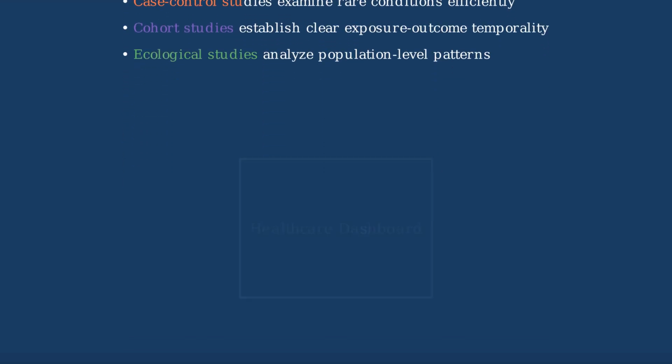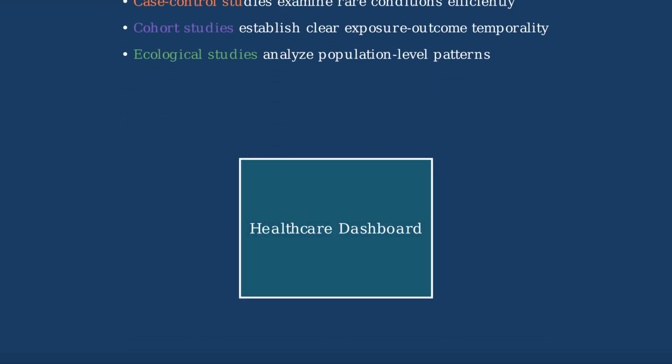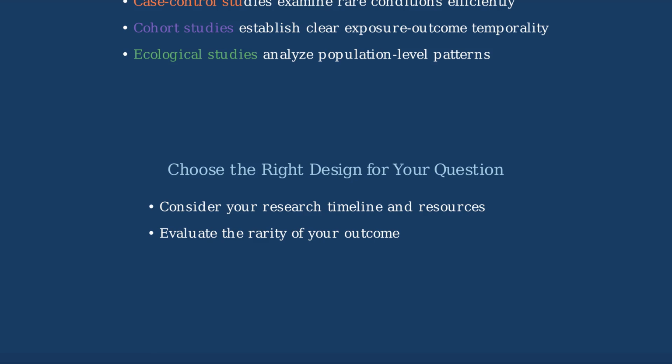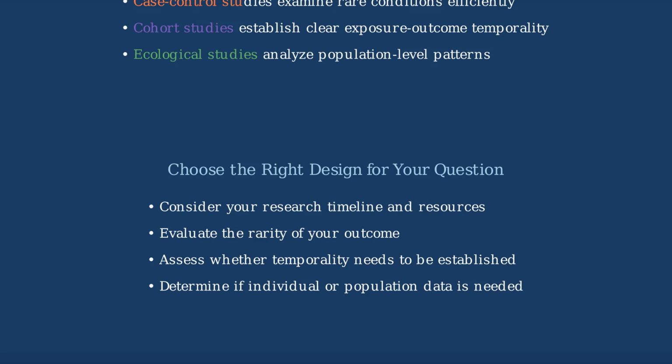These studies generate valuable real-world evidence that informs healthcare dashboards and policy decisions. To unlock the power of observational studies, it's crucial to select the right design for your specific research question. Consider your timeline and available resources, as some studies like cohorts require extensive follow-up periods. Evaluate whether your outcome is rare, which might make case control studies more appropriate. Assess if establishing a clear timeline between exposure and outcome is essential for your research, and determine whether individual-level data or population-level insights better serve your objectives.